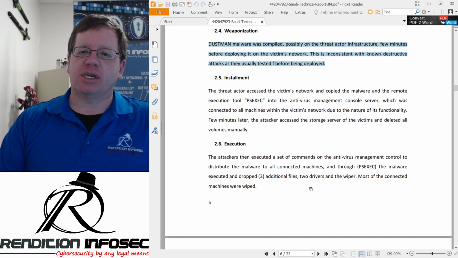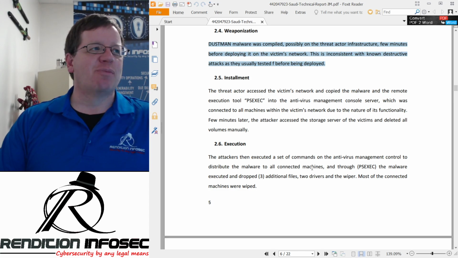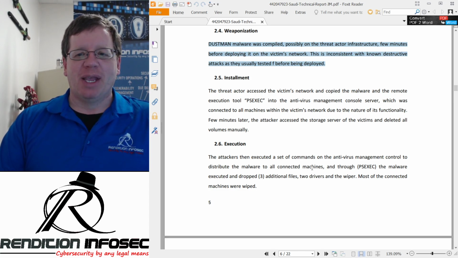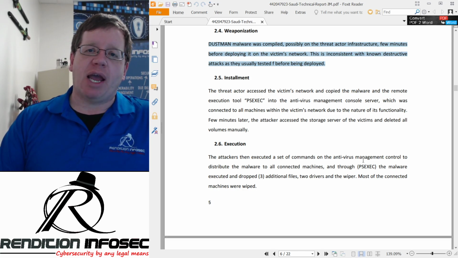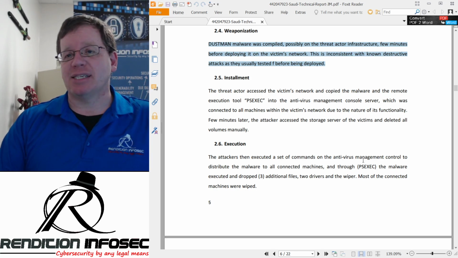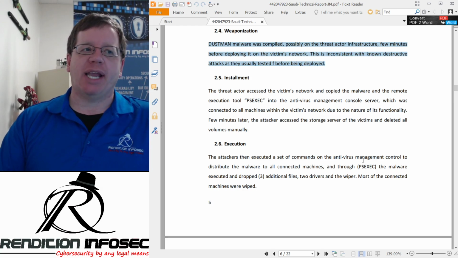The threat actor accessed the victim's network and copied the malware, as well as the tool psexec, right? And by the way, note here that they actually compromised the antivirus console server. It doesn't specify which antivirus, but wow, wouldn't you love to know, right? So anyway, the key here is that the antivirus console server can talk to everything. Now I'll mention that we've worked incident responses in the past where the antivirus management console has actually been used as a propagation tool. That does not appear to be the case here, right?